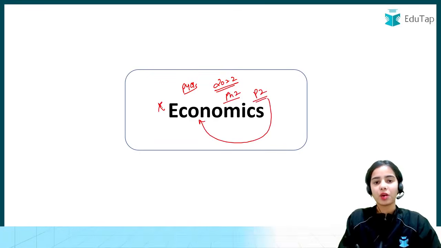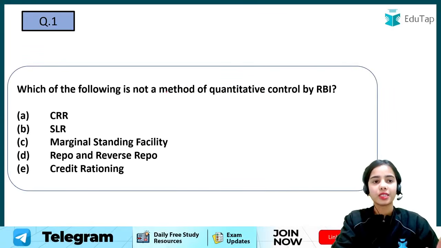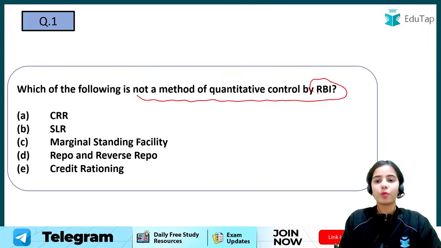Okay, we will discuss the economics previous year questions. So let's get started. Now the first economics question is in front of you. Which of the following is not a method of quantitative control by RBI?